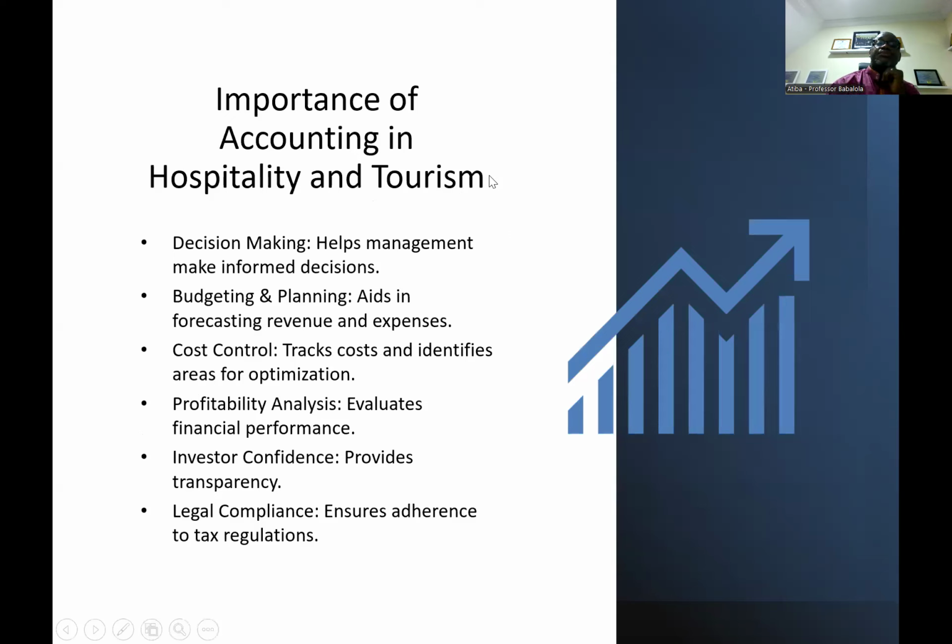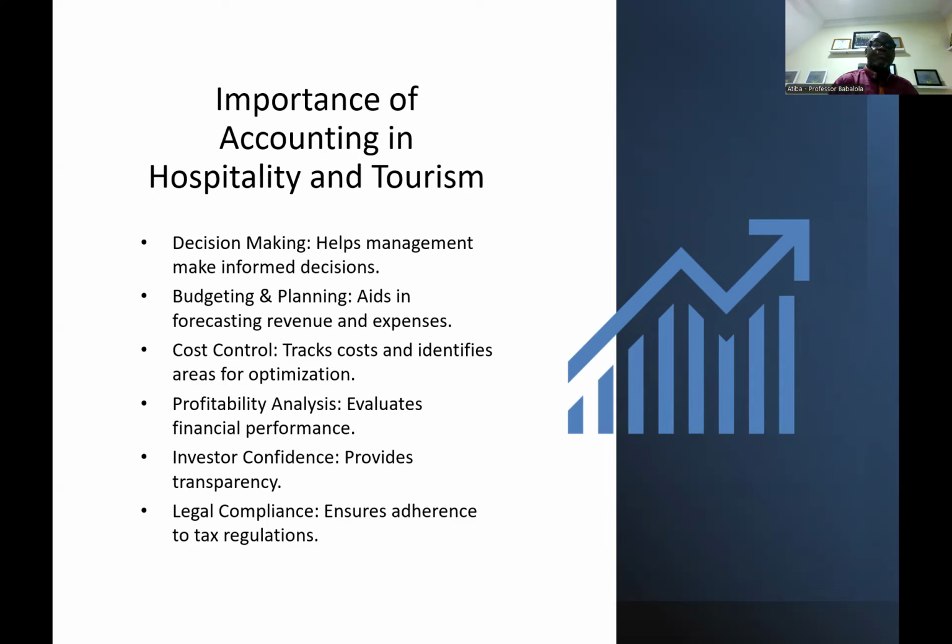So what's the importance of accounting, particularly financial accounting, to hospitality and tourism? One, it assists in decision making. Management gets better informed of what is transpiring within the organization. Sometimes the fact that an organization has so much cash in the bank does not mean it is doing well, at least profitably. Same thing when the profit is doing good. You may see companies that are having good profit, and yet they are not that financially stable.